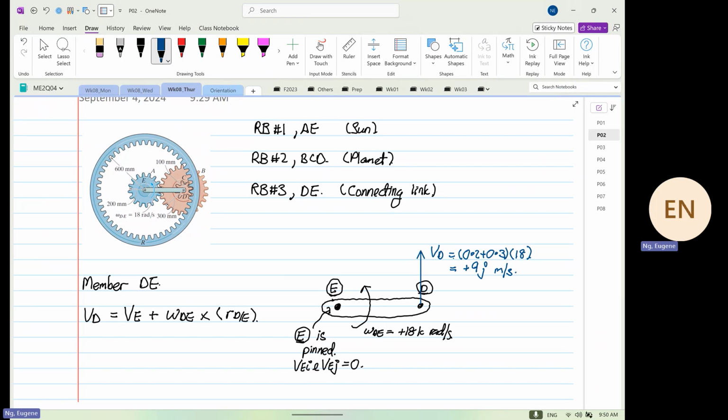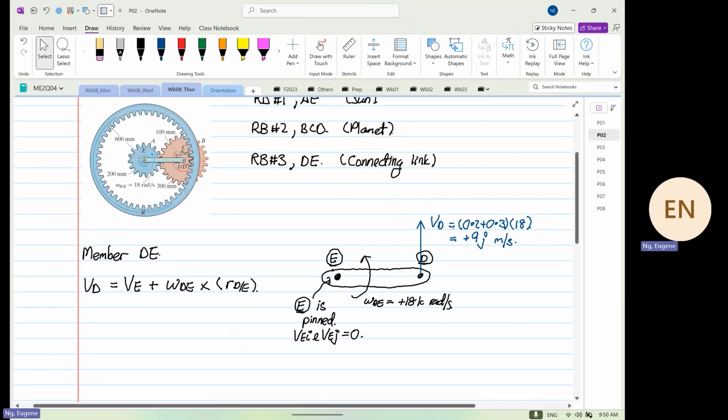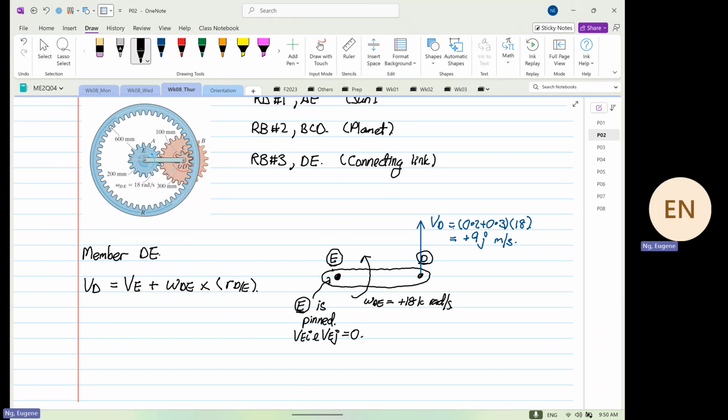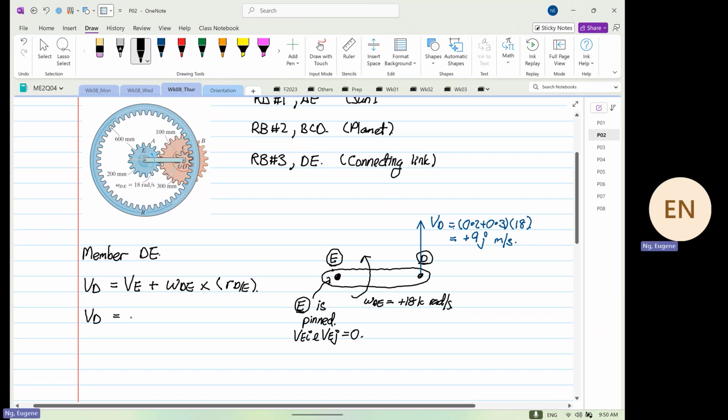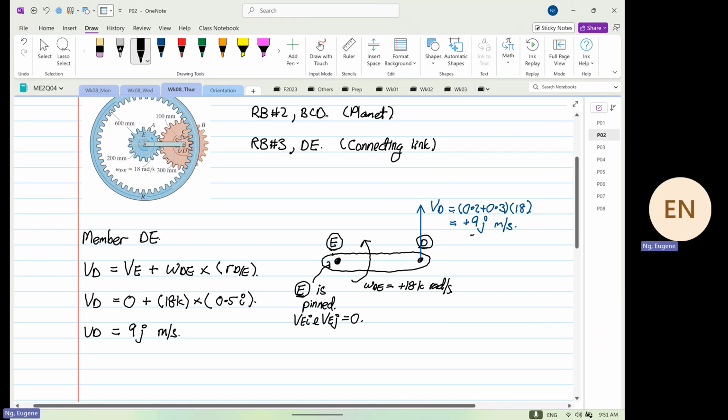Or you can use this to calculate VD. Another way to do it, which I'll show down here, you can use this equation over here, right? So we want to determine what is our VD. VE, we know is equal to 0, in both I and J, plus this is going at 18, anti-clockwise cross, and then the distance is equal to 0.5, and this is in I, okay? So if you use this technique, it will come out the same. So VD, K cross I is positive, so this is also equal to 9 J meters per second. Okay, so the answer, this is using scalar, this is using vectors, so the answer is the same.